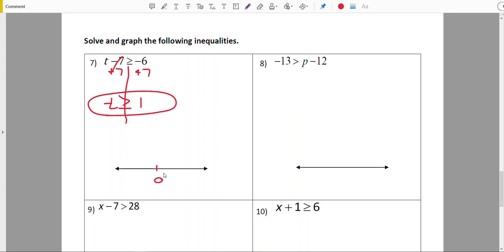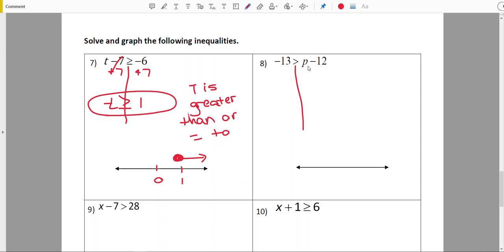We always recommend put a 0 in the middle of the number line. Now where does 1 go? Well, 1 would be up here somewhere. It doesn't have to be perfect. And it says t is greater than or equal to. So it's going to be a closed-in circle on the 1, and t is greater than.